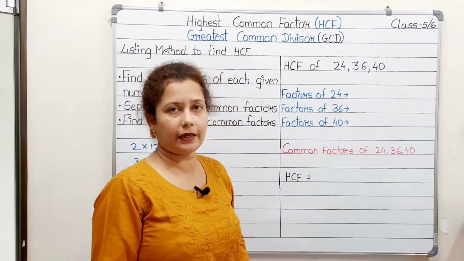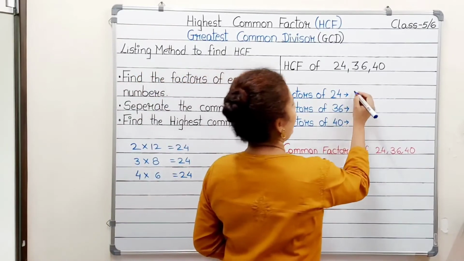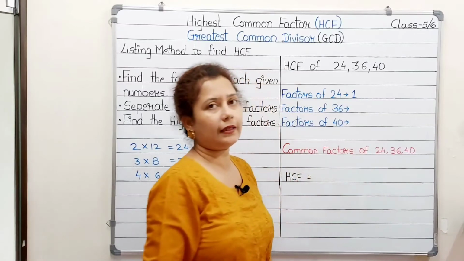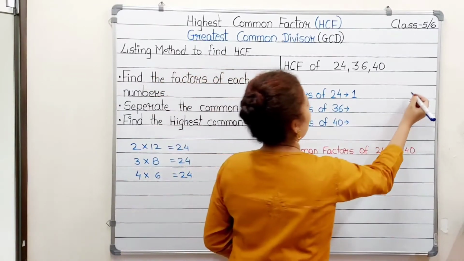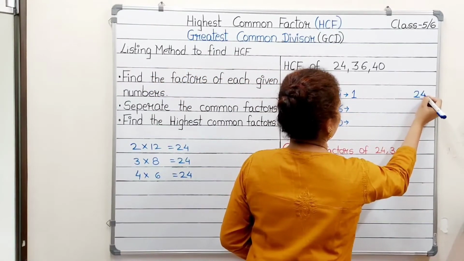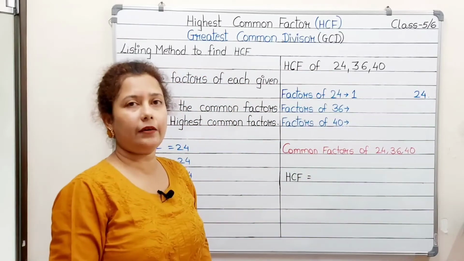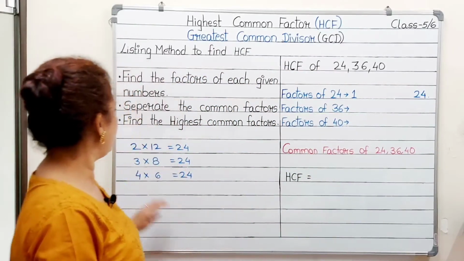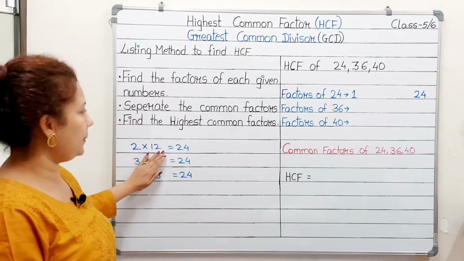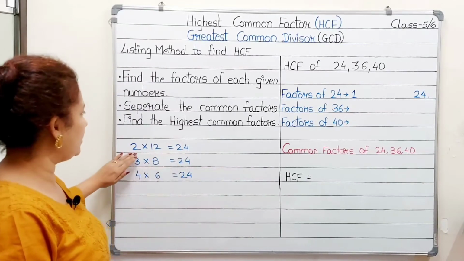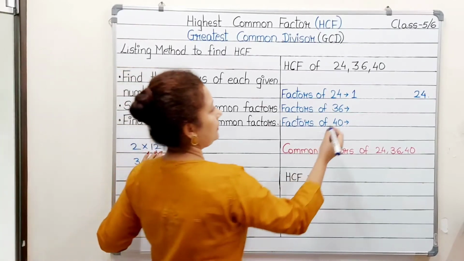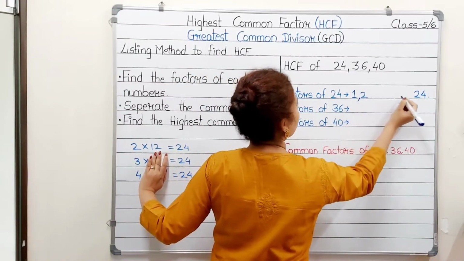So 1 is a factor of every number. So we will write 1. And number is a factor of itself. So we will write 24. Now next we will see if it is divisible by 2. So 2 into 12 is 24. That is 2 and 12 are factors of 24.